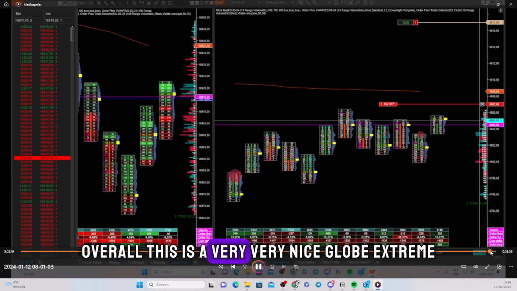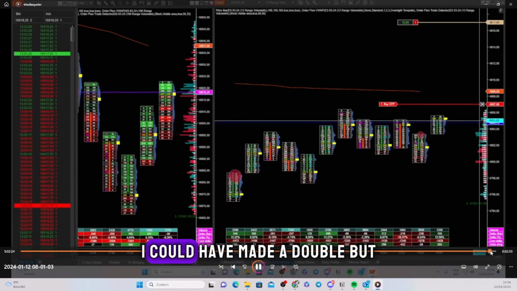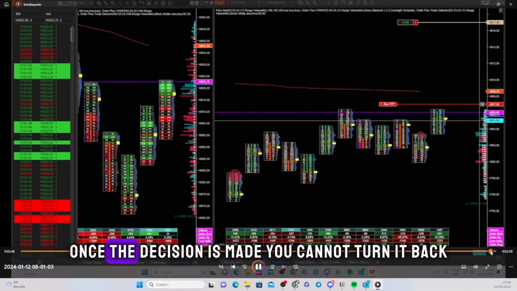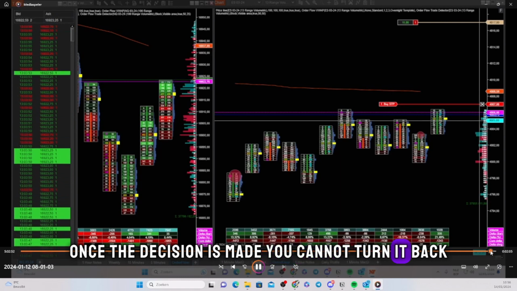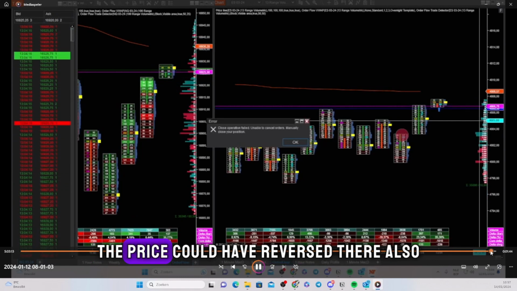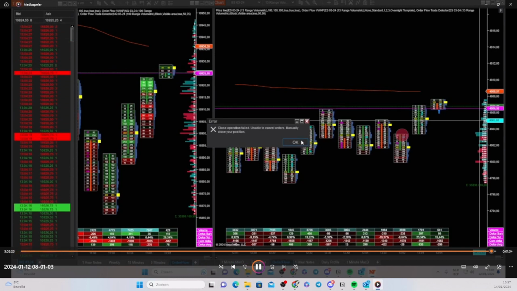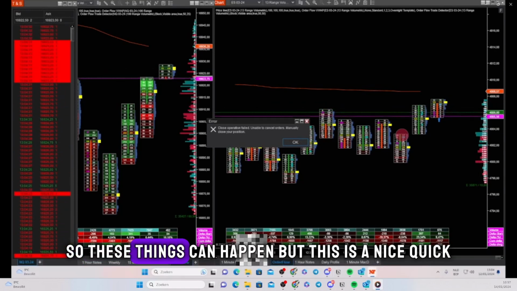Overall, this is a very, very nice Globex trade. I could have made double. This is where the decision making comes in. Once the decision is made, you cannot turn it back. Price could have reversed there also and taken out my 30-point profit. So these things can happen.